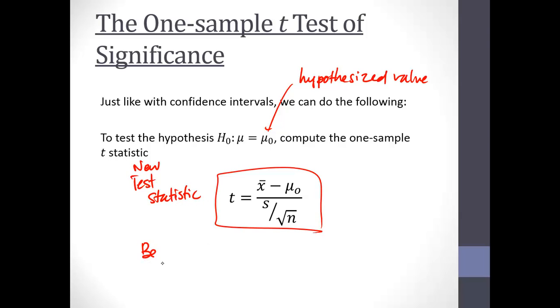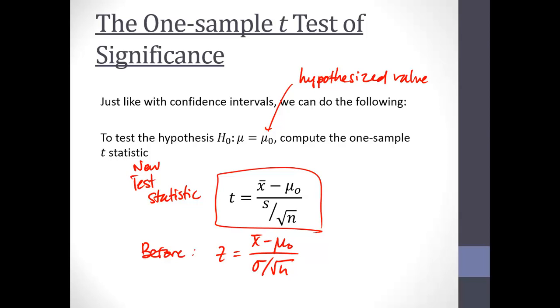You remember before it was a z, which was x bar minus mu 0 divided by sigma over the square root of n. So again, it looks very similar, right? We're just swapping out the sigma for the s, and that's no problem. We can do that here, and it just changes the distribution of that test statistic. It's a t instead of a z.